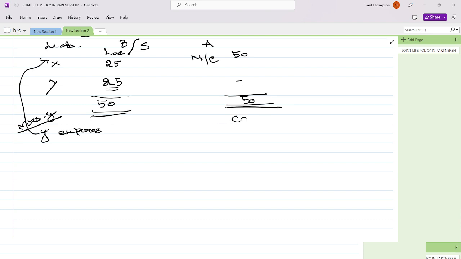What will happen? He will receive cash. What is the journal entry? Cash or bank account will be 40 lakh. So that is a loss of 10 lakh.